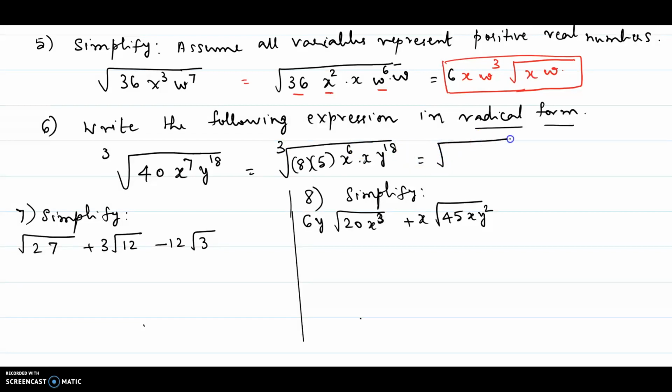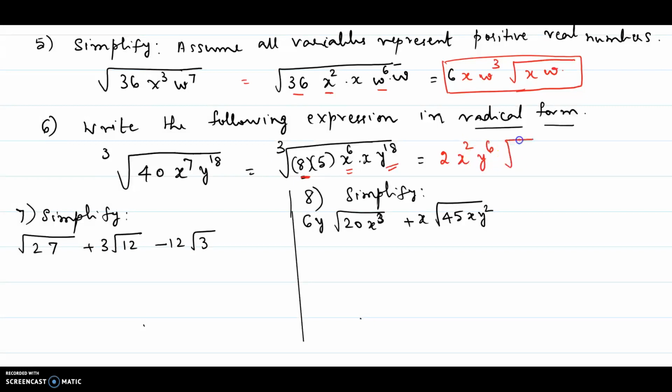So now, if we factor out only the cube numbers outside, that is cube root of 8, which can be written as 2, cube root of x to the power 6. So if you divide the exponent 6 by 3, you get a 2. So it is x square. Then y to the power 18, cube root of that is y to the power 18 divided by 3, which is a 6.